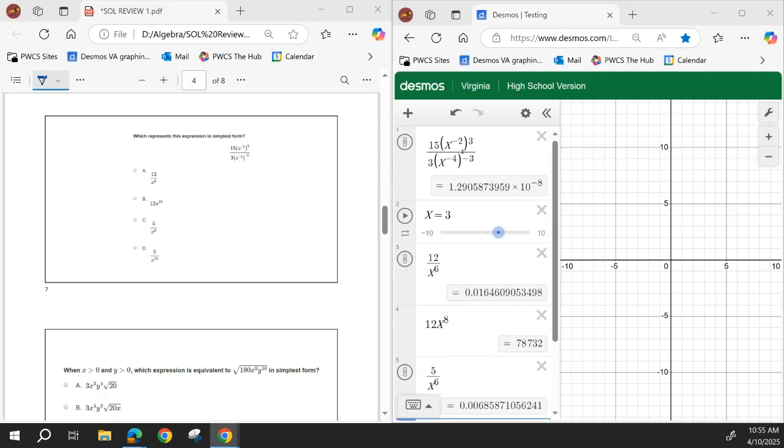So here I've put in the original expression. I've made x 3. Again, you could pick any number. Just don't make it 0, 1, or 2. So I always start with 3. That might be a good way to go.